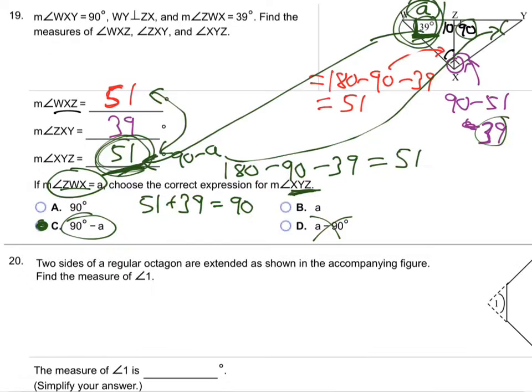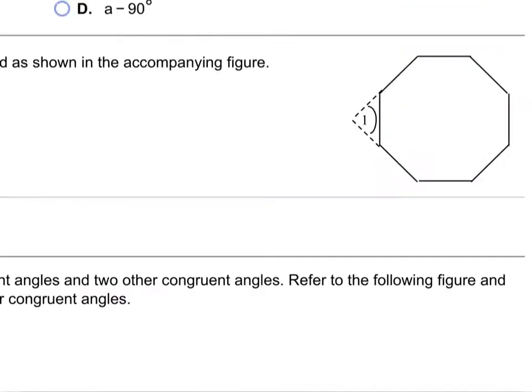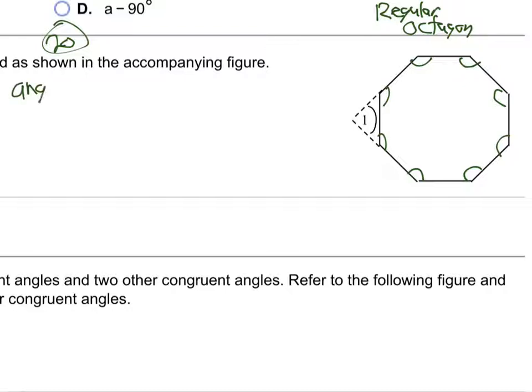So number 20 gives this picture, and they want us to find that angle that's sticking out. They said this is a regular octagon. So if it's a regular octagon, we can figure out each of the angles using the formula. The angles are n minus 2 times 180 over n. So if the thing is an octagon, 8 sides, 8 angles, plug in 8.